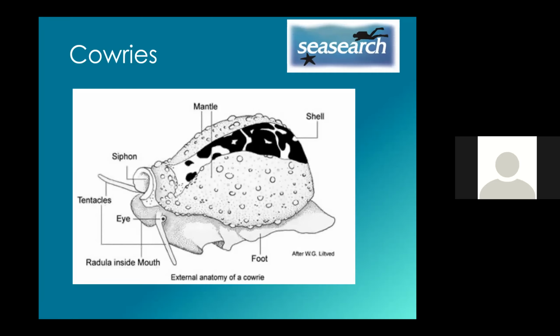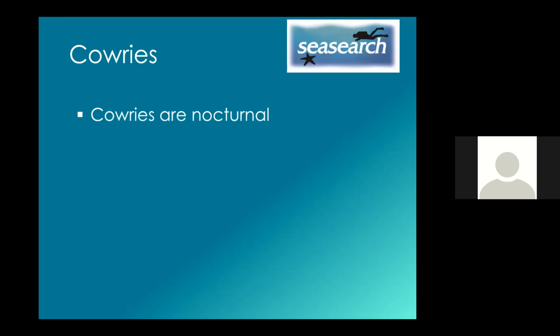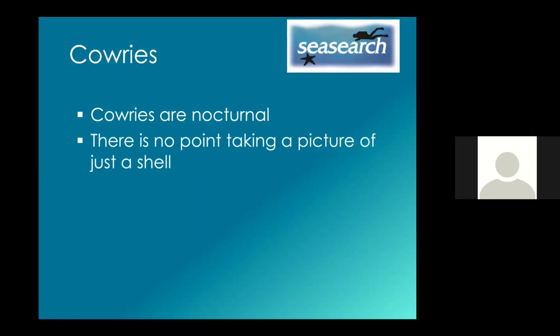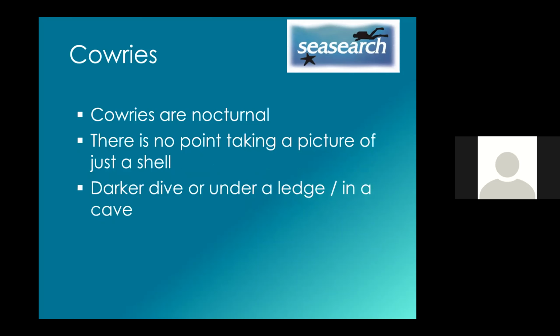Now, once you've found your cowrie, how do you basically identify them? The main thing to know about cowries is that they are very, very nocturnal. That doesn't mean you can't spot them on day dives. They will just be out and about on the darker dives. So that will help a lot. There's no point just taking a picture of a shell, because you won't be able to identify them. Once they're out and about and fully exposed, that's when it's worth taking a picture. So in a darker dive, under a ledge, in a dark cave or in a swim through, you should be able to see them out and about and open.